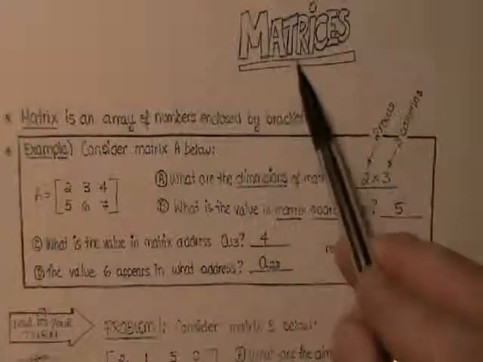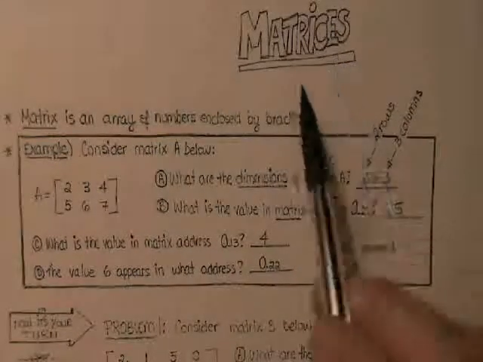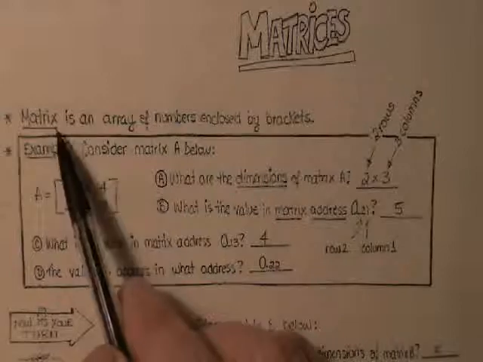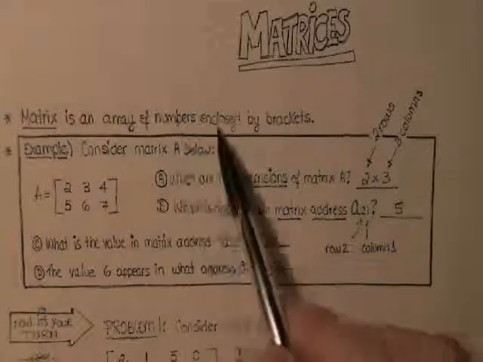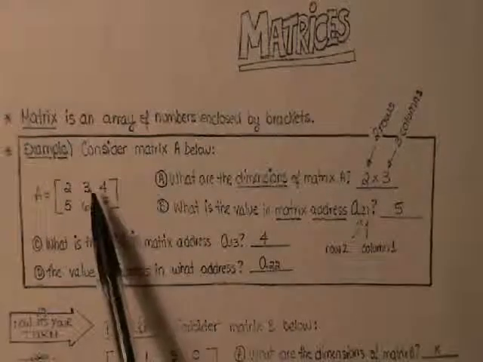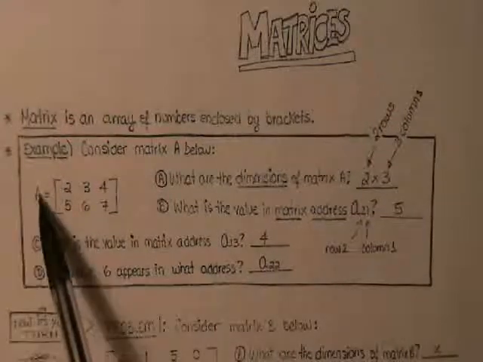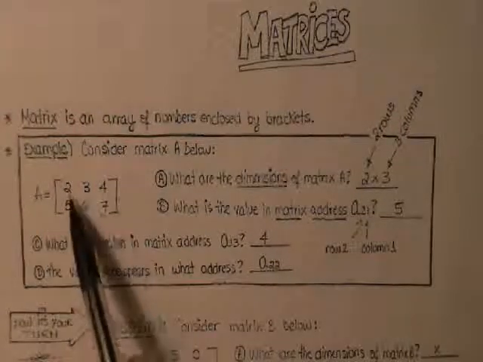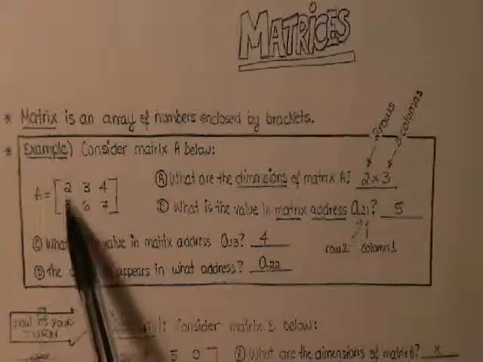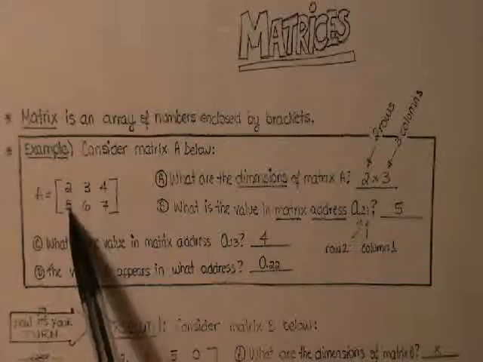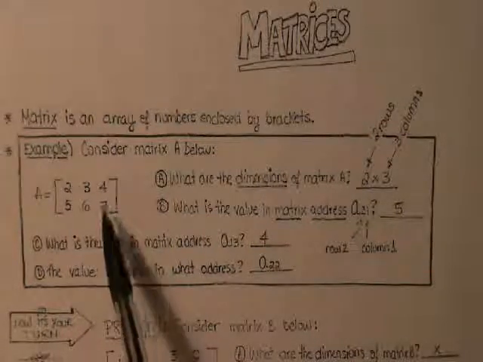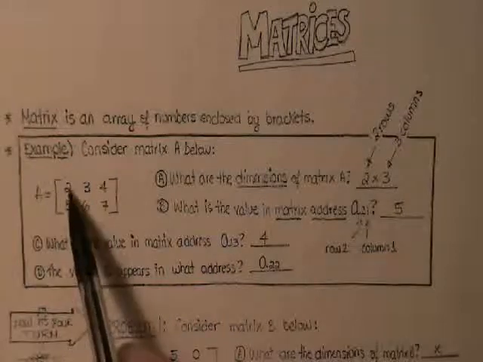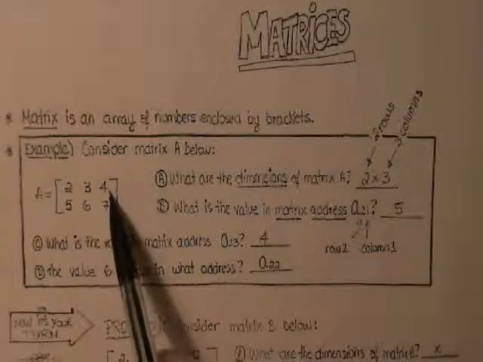Hello, today we're going to talk about matrices. A matrix is an array of numbers enclosed by brackets. So it's a way to organize numbers. For example, here's matrix A. It has 2 rows and 1, 2, 3 columns.